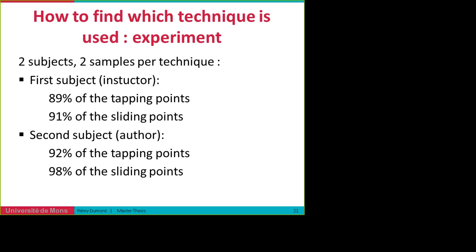This algorithm has also been tested with two people. The first one was a cane instructor from the Association for the Blind in Victoria Park, and we were right on 90% of the points in detecting whether it's a tapping or sliding point. For the second subject, who was myself, this ratio is 95%. In both cases, we were always able, at 100%, to determine which technique was used.